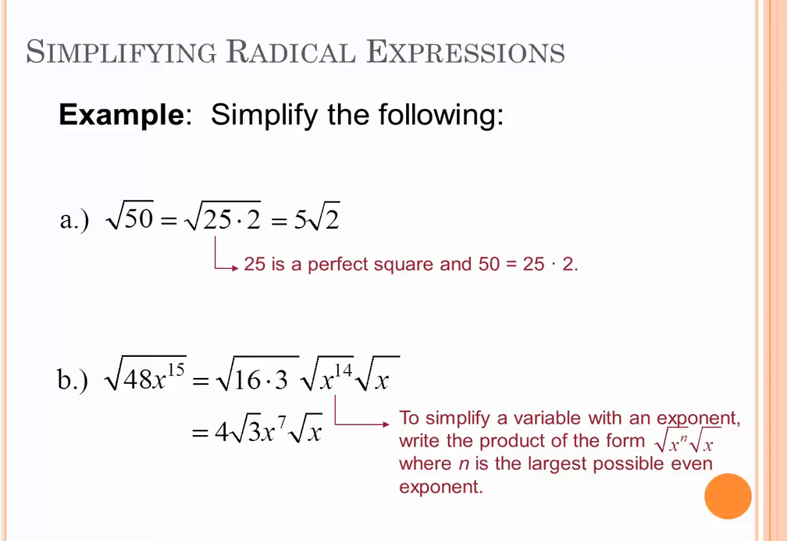The square root of x to the 14th could be simplified to x to the 7th. So we can put this all together and end up with 4 times x to the 7th times the square root of 3x.